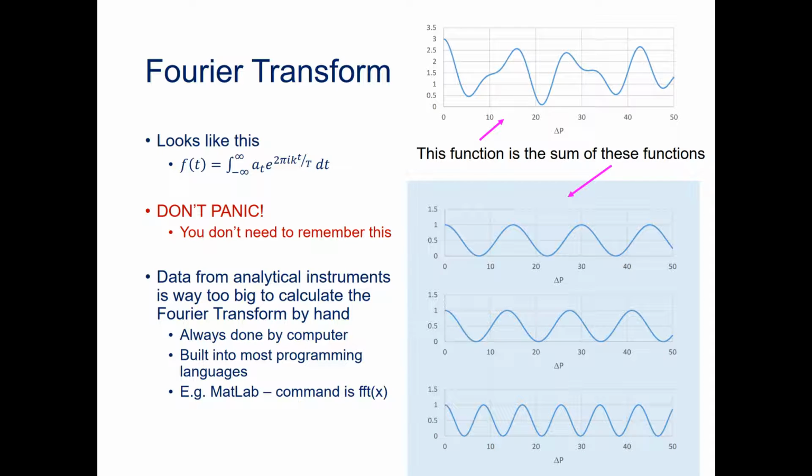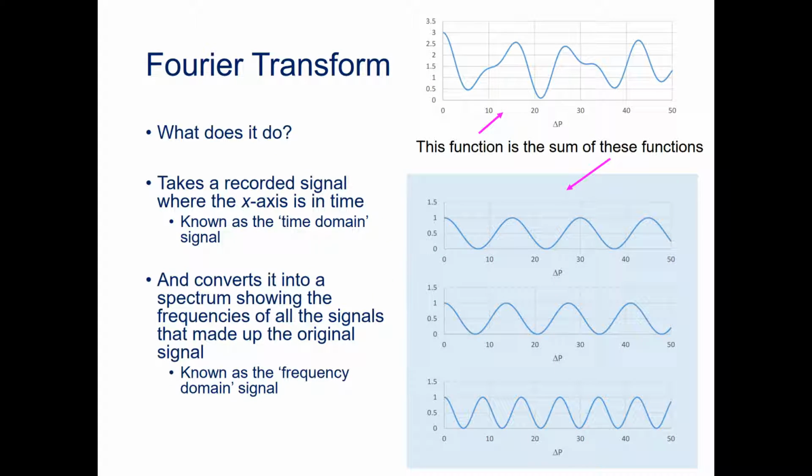Data from the analytical instruments is too big to calculate the Fourier transform by hand, as seen by the equation in the top left corner of the screen. It is never done by hand and is built into most programming languages. The Fourier transform programming takes the original signal and converts it into a spectrum showing the frequencies of all the signals making up the original signal, this being made easier to see with amplitude versus wavelength.